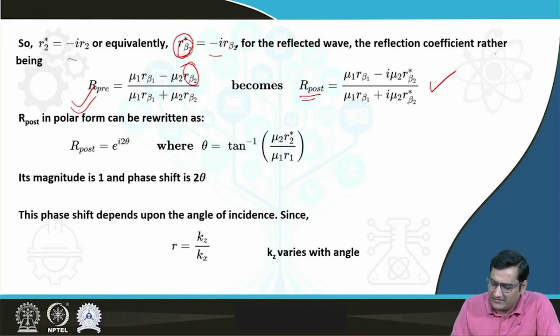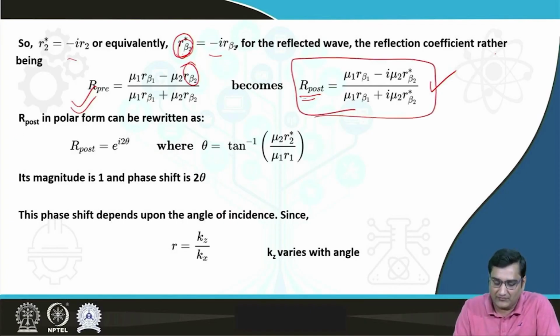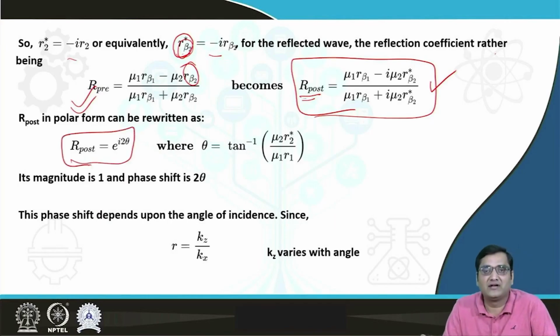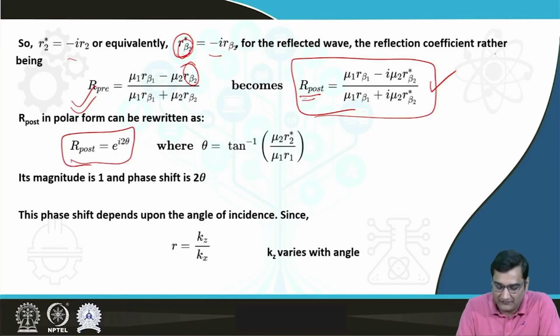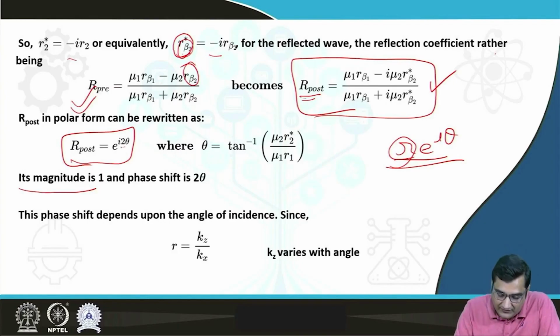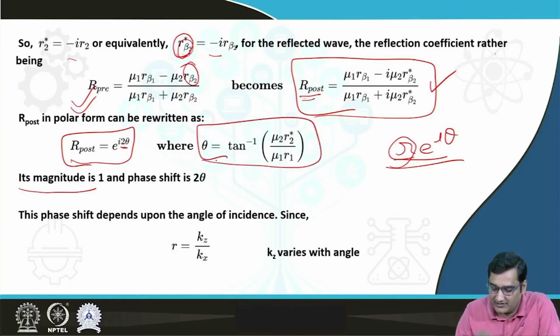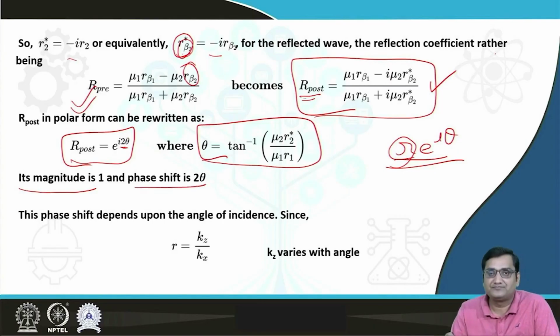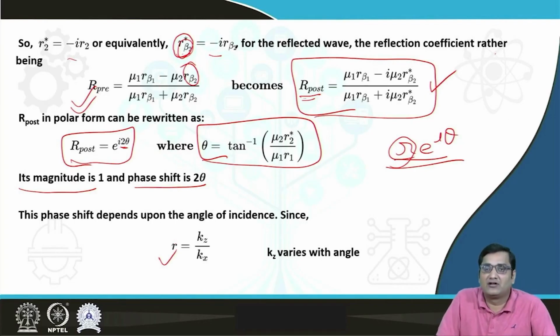We can write this quantity in the polar form: R post is equal to e to the power iota 2 theta. If you compare with R e to the power iota theta, the polar form of the imaginary number, the R is basically 1 here. So the magnitude is 1, and the shift of the phase is 2 theta, where theta is this quantity. So the phase shift is 2 theta here. This phase shift depends upon the angle of incidence, since R is equal to kz by kx, the ratio of vertical wave number to the horizontal wave number, and this kz varies with angle of incidence.